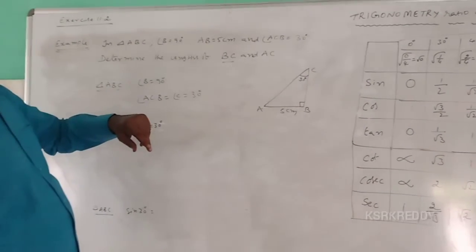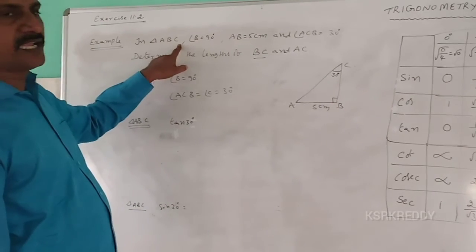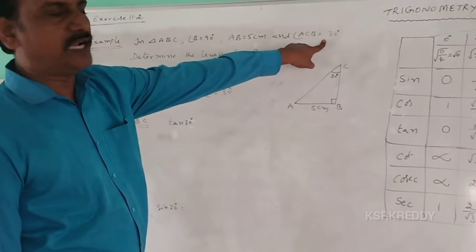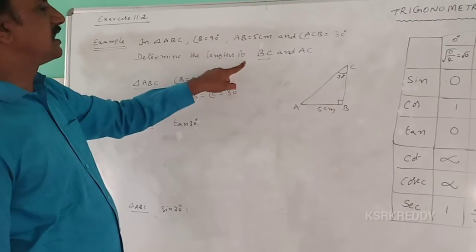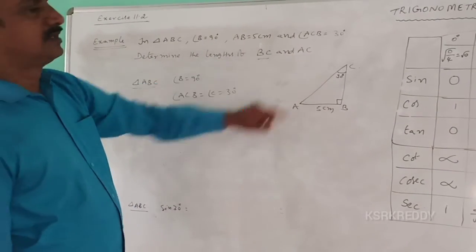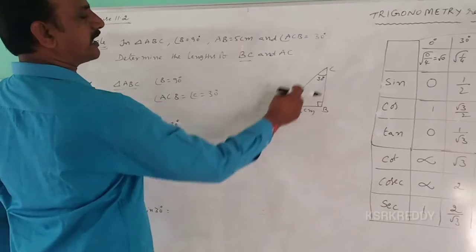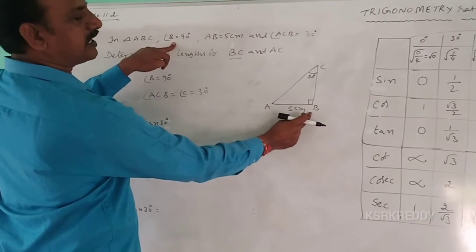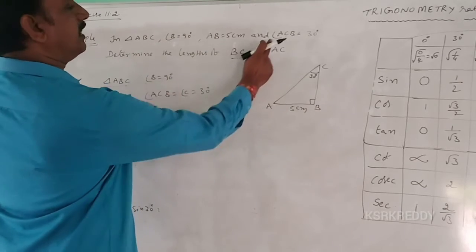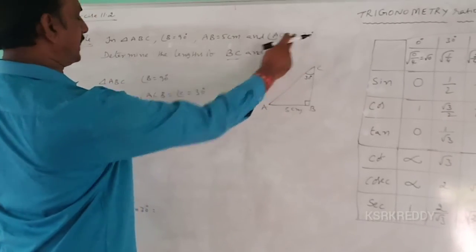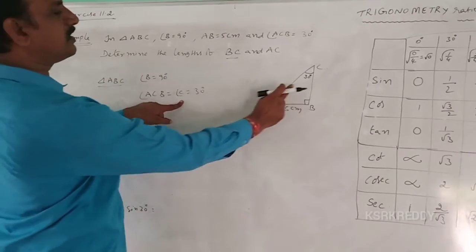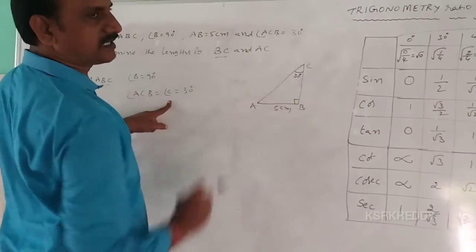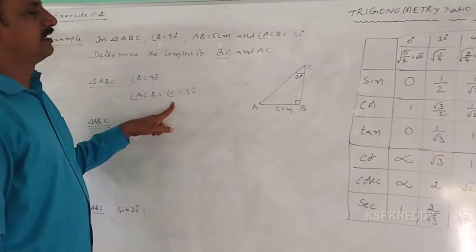In another sum model. In triangle ABC, angle B equal to 90, AB equal to 5, angle ACB equal to 30 degrees. Determine the lengths of BC and AC. So which type of triangle is it? Right triangle. Triangle ABC. Where is the right angle? Angle B equal to 90. And angle ACB equal to 30. Angle ACB means angle C. Angle C equal to 30. Observe from C.